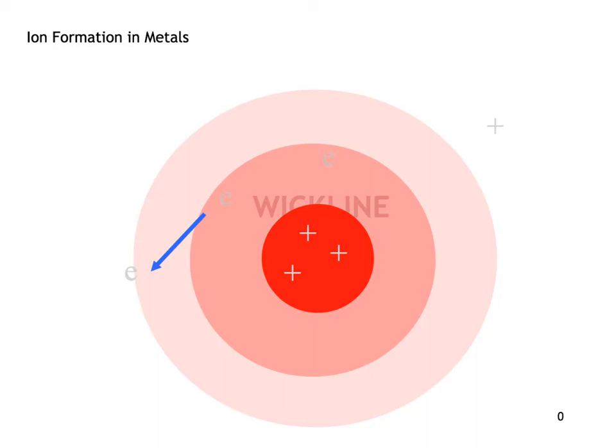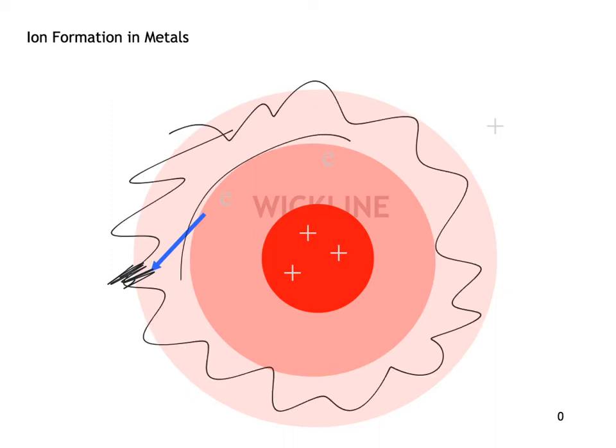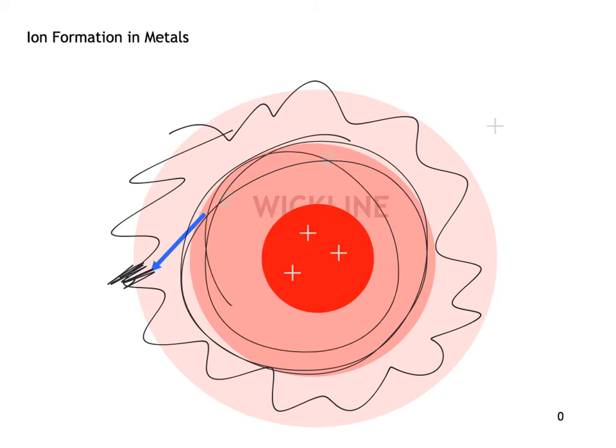So here, if you take a look at this metal atom, this electron is the one that's going to be lost. And when it is finally removed from the atom, you can see that this entire orbital would be gone, and the atom would be much smaller as a result. And it would also be positively charged.